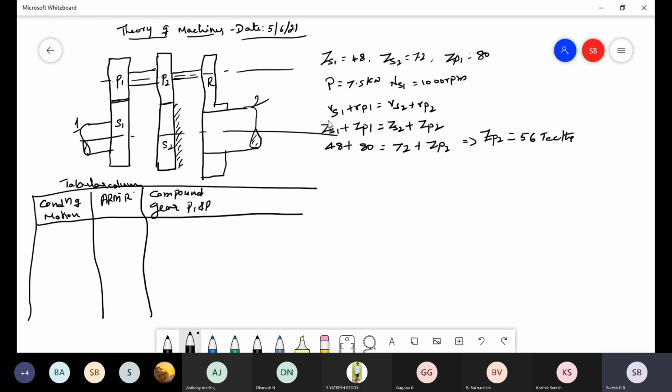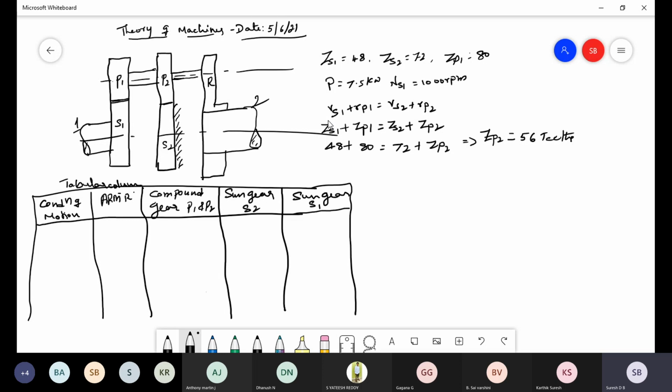Why can you consider both P1 and P2 together? Because both the gears are mounted on a single shaft. That type of gear train is called a compound gear train. That's why you consider P1 and P2 at a single time. Then P2 is connected to gear S2, the sun gear S2. Then the last one, sun gear S1.